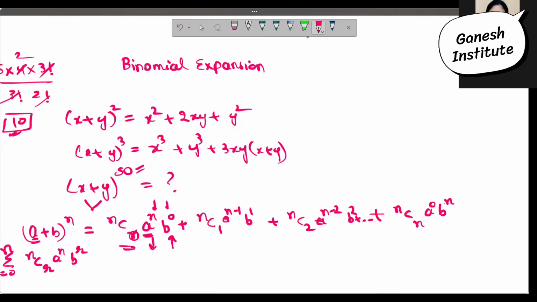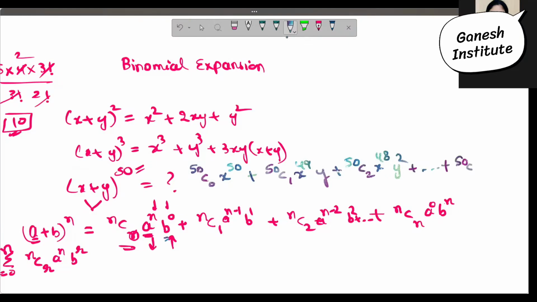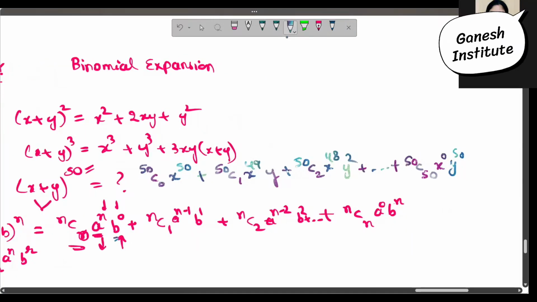So if I have to expand this, what I'll do: 50C0, x raised to power 50, y raised to power 0 is 1. Then 50C1, x raised to power 49 and y. 50C2, x raised to power 48 and y square. And so on, until x raised to power 0 and y raised to power 50. So this is how we get this expansion, and it is also done this way.